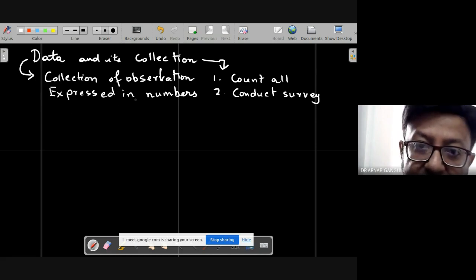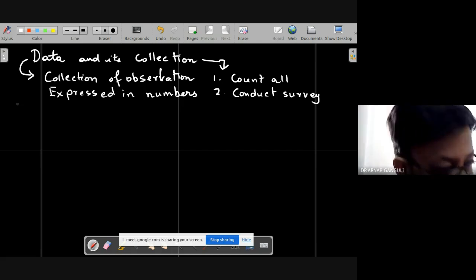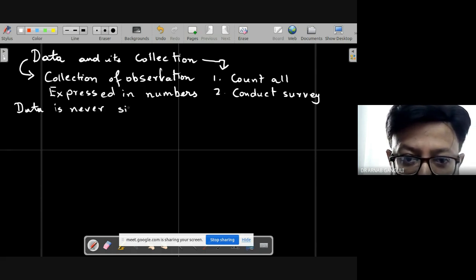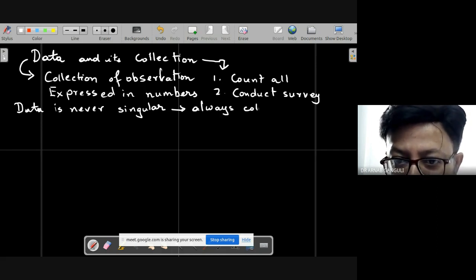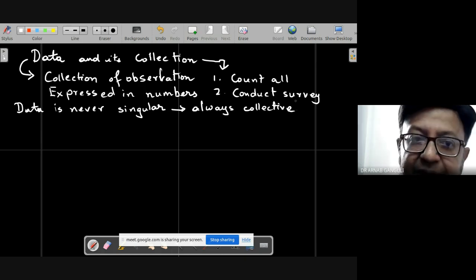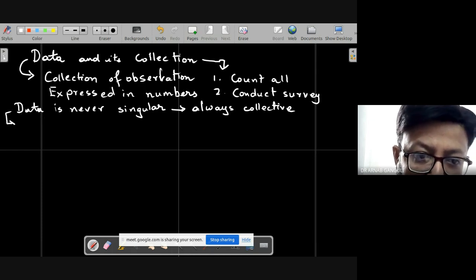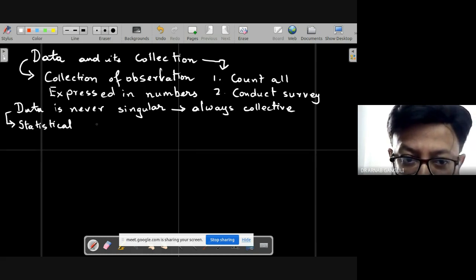So data is always used in a collective sense. Data cannot be singular. Data is never singular, always collective. There will always be many numbers, many pieces of information, many collections. Basically, we will be talking mostly about statistical data.